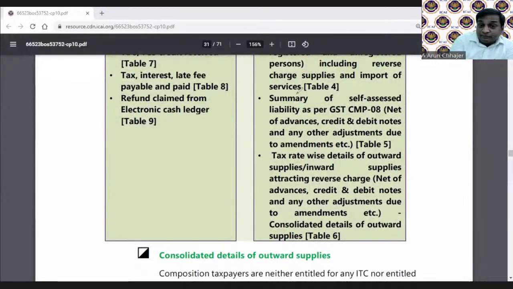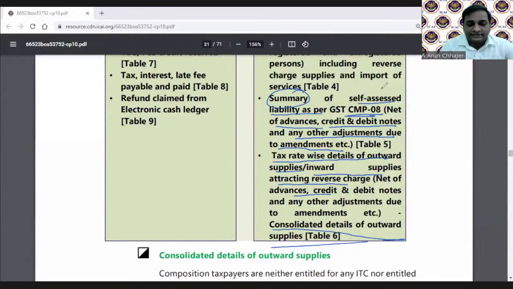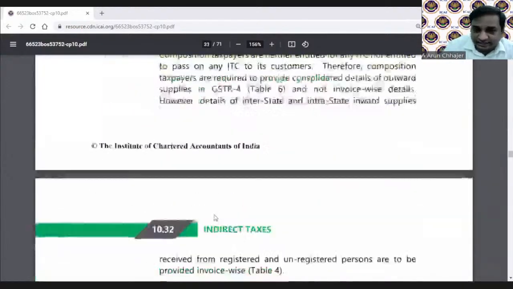Summary. Now see, summary of self-assessed liability as per CMP 08. So for the year they have used CMP 08 for 4 quarters. Whatever the summary is there, they have to provide net of advances, credit note and debit note, any other adjustment due to amendment, etc. Tax rate wise details of the outward supply, inward supplies attracting RCM, net of advances, then consolidated details of the outward supply. These are the content of GSTR 4.